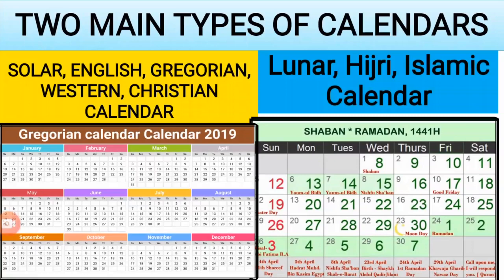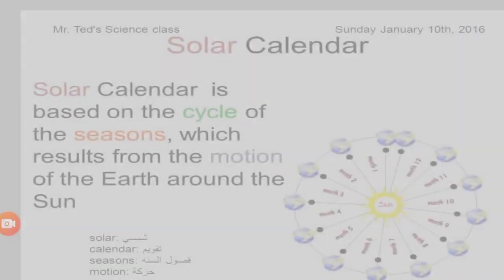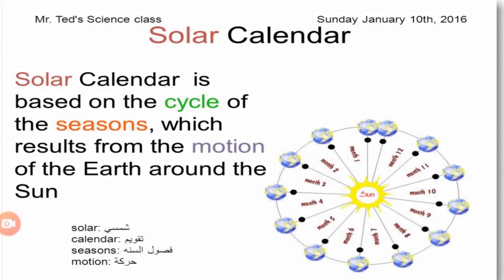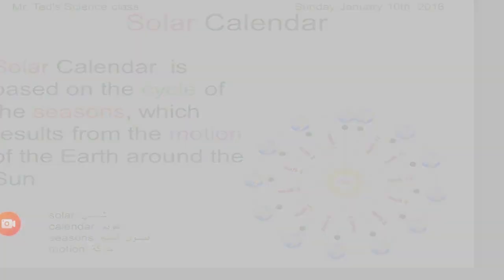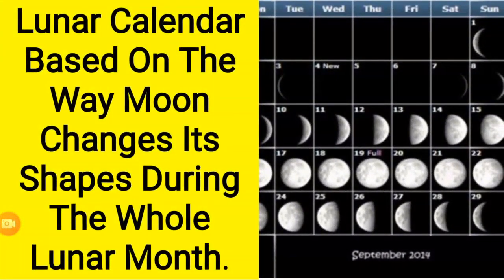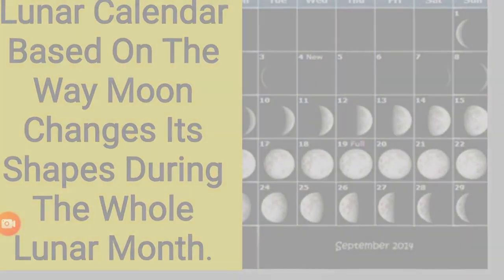The calendar displayed in the partition on the right side is called the Islamic calendar, and we use it to see important Islamic days and events. The calendar on the left side is called the Gregorian calendar. Let's not forget that most countries in the world use this calendar, and we use the Gregorian calendar for our business, professional, and education affairs. The solar calendar is based on the cycle of the seasons, which results from the motion of the earth around the sun, and the lunar calendar is based on the way the moon changes its shape during the whole lunar month.